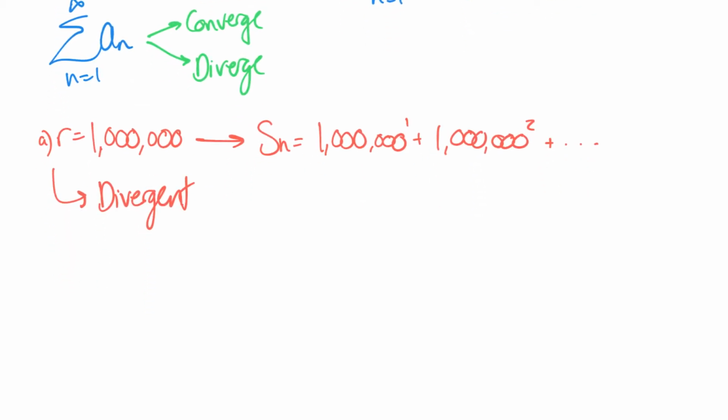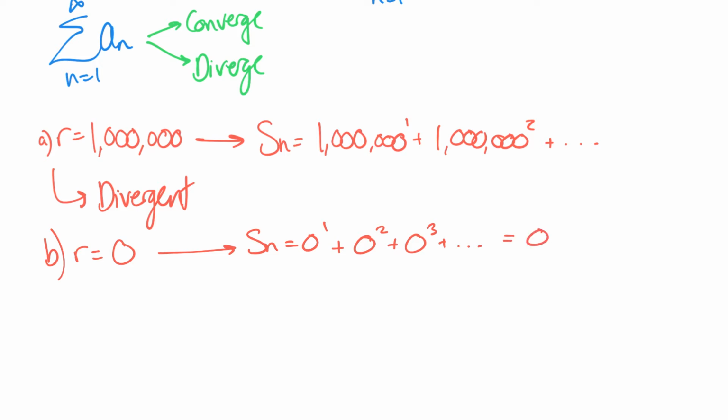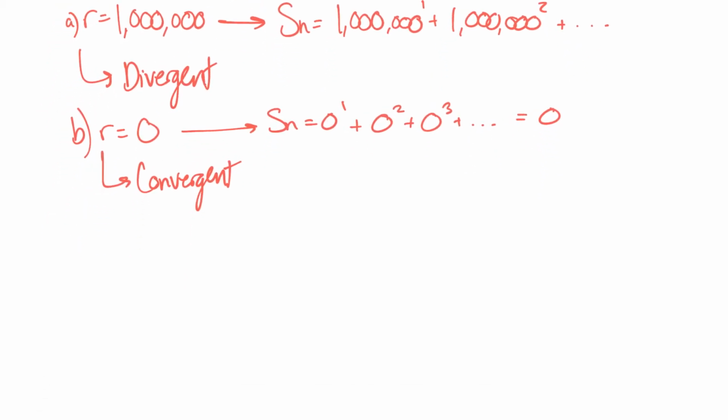Now, what happens if, for example, r is equal to 0? Well, then I'm going to have 0 to the power of 1, 0, 0 to the power of 2, 0, 0 to the power of 3. So this is equal to 0. So then, in this case, it is convergent. So then what we can see here is that for some values of r, it diverges. For some values of r, it converges. So we want to be able to tell right away, like, what if I look at this number? How do I know which one it's going to be?